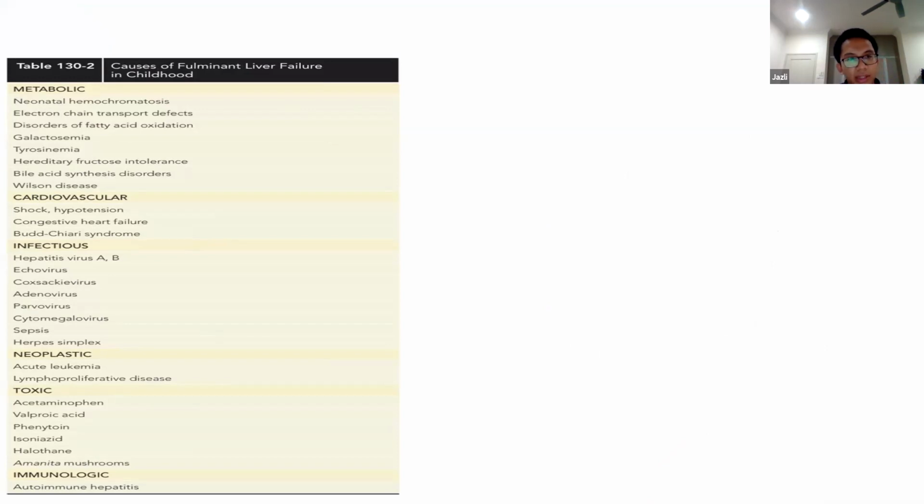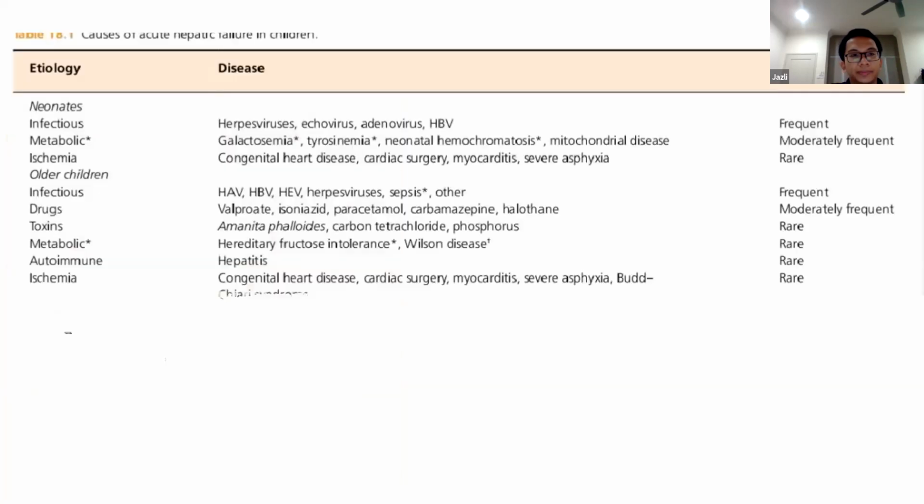So as you can see, metabolic is quite an important differential to consider, especially in cases of neonates. In terms of how frequent it is, you can see that in neonates, infections tend to be more frequent, and then you can also have metabolic causes, which are more frequent compared to adults. And then you can have rare cases of ischemia or toxin and drugs.